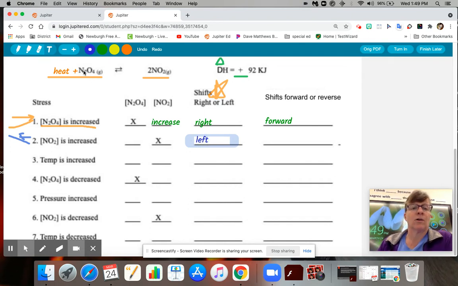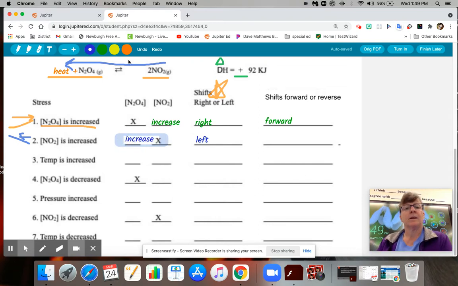Now let's draw that arrow. Okay, it's shifting left. And they're asking, what's going to happen to the N2O4? They're asking you to look at something specific here, just the N2O4. Well, where you came from decreases. Where you're going, where the arrow points, that's going to increase. And if you're going left, it's favoring the reverse reaction.